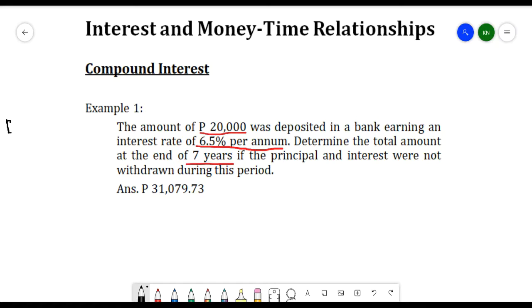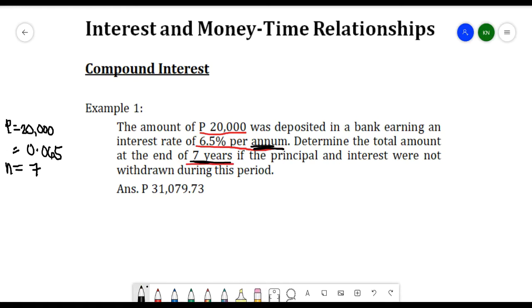So the given: P is equivalent to 20,000. And we also have the interest rate, which is 6.5%. So that is equivalent to 0.065, because we need to divide 6.5 by 100. So that is our interest rate. And we also have the time, which is 7 years. So 7 years is our N, and that is compounded annually. So this is R, or I, from the formula that we have.